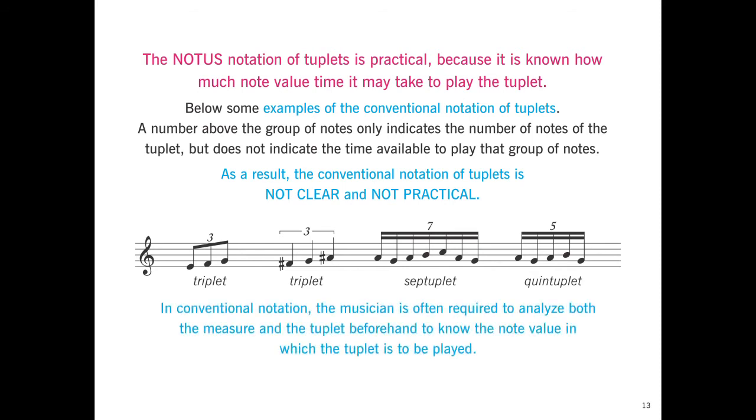In conventional notation, the musician is often required to analyze both the measure and the tuplet beforehand, to know the note value in which the tuplet is to be played.